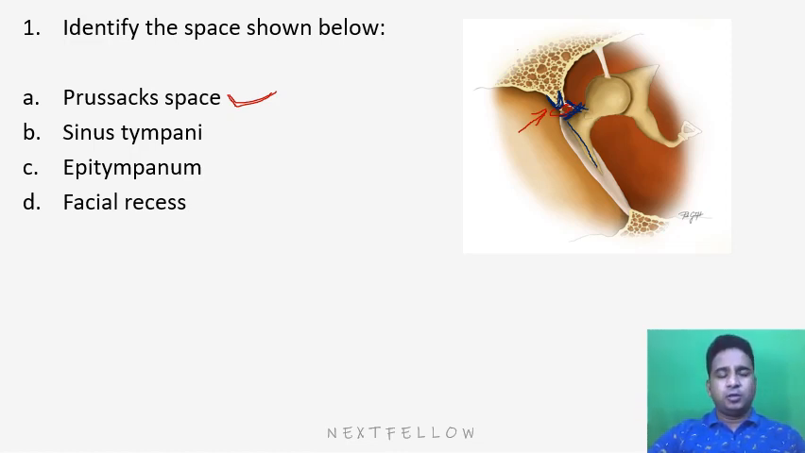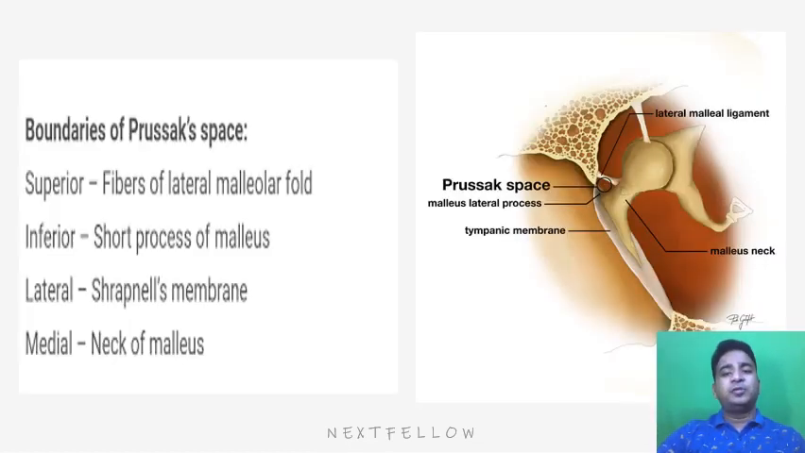Let's talk about the other options. Option B is sinus tympani. Option D is facial recess. We know the facial recess is a space lateral to the vertical part of the facial nerve. Suppose in the middle ear my facial nerve goes like this. A space lateral to this area is my facial recess, and the space medial to the vertical part of the facial nerve is my sinus tympani. And epitympanum, option C, is this part, the area opposite to the pars flaccida, above the mesotympanum.